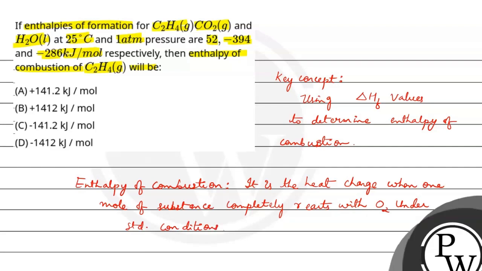So that means जब 1 मोल ऑफ सब्सटेंस completely ऑक्सीजन के साथ रिएक्ट होता है अंडर स्टैंडर्ड कंडीशन, उसमें जो हीट चेंज होता है उसको हम एंथैल्पी ऑफ कंबशन और हीट ऑफ कंबशन बोलते हैं.